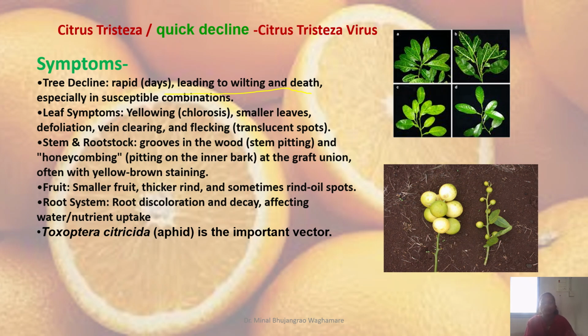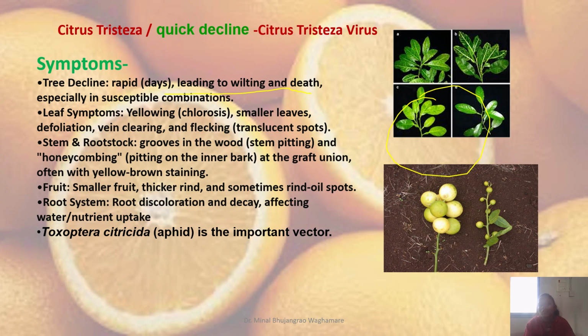We can see that chlorosis happens on the leaf surface, that is, lack of chlorophyll. This takes place in leaves, and the nutrition flow is disturbed and leads to defoliation of the leaves. It also shows stem pitting. It means that a honeycomb-like structure is formed inside the inner bark area of the stem, and we can see such stem pitting occur.